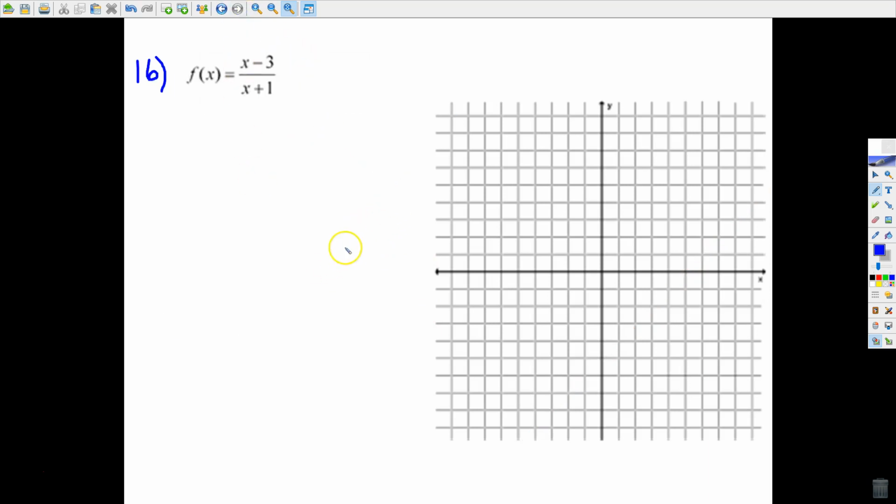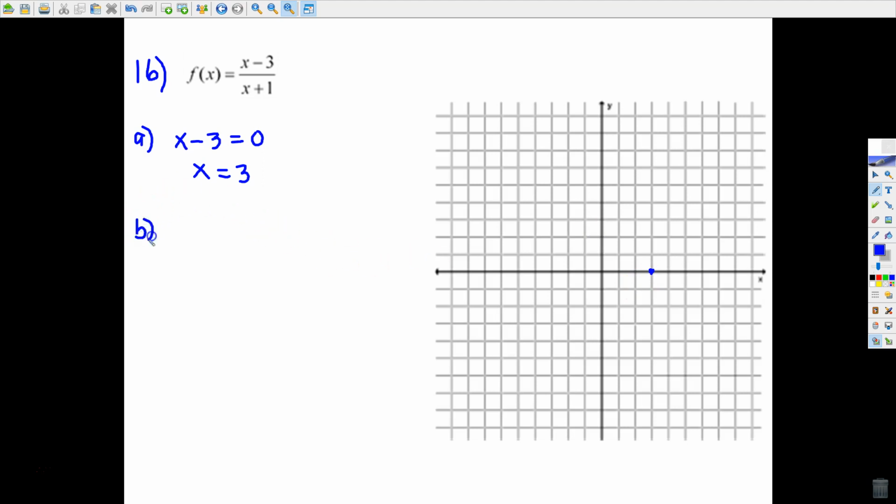And let's try one more. Okay, this is number 16 from your homework. So first thing I'm going to do is look for factoring opportunities. There aren't any. So I'm going to jump right into seeing if I'm going to have any x-intercepts or zeros of the function. So I'm going to take the numerator, make it equal to 0, and solve it. So I should be crossing the x-axis at +3.